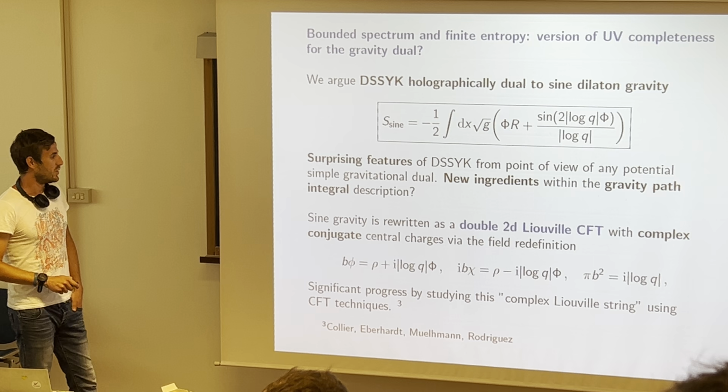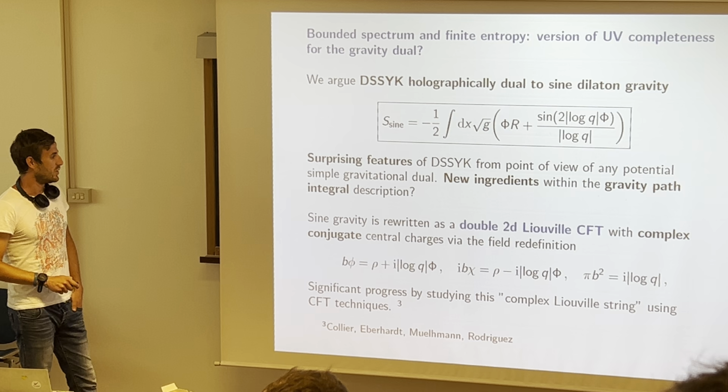So one may ask, can we find the dual to this theory, and this may provide some kind of UV completion of JT gravity, because as we will see soon, in the double-scaled regime, double-scaled SYK has a bounded spectrum, so the spectrum has a finite support, and also the entropy is finite, so it doesn't grow monotonically with the energy as it happens in ordinary quantum black hole systems. So we can interpret this as some kind of version of UV completeness for the putative gravitational dual we may want to find.